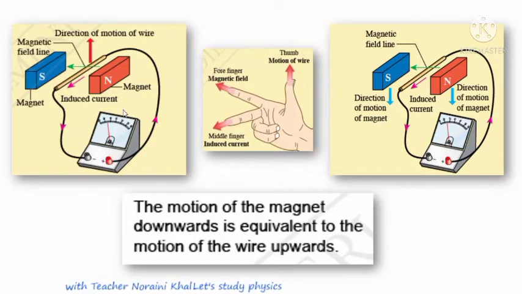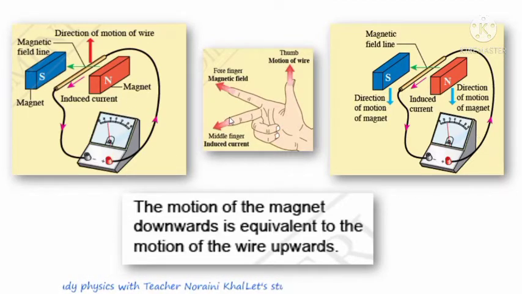Let's look at these two situations. For the first situation, the copper rod is moved upwards. The second one, the copper rod is stationary, but the magnet is moved downwards. Look at the reading of the galvanometer. The pointer of the galvanometer deflects to the left, the same direction. Why? Because motion of the magnet downwards is actually equivalent to motion of the wire upwards. There is relative motion for both cases.